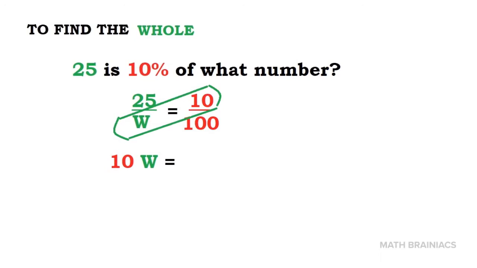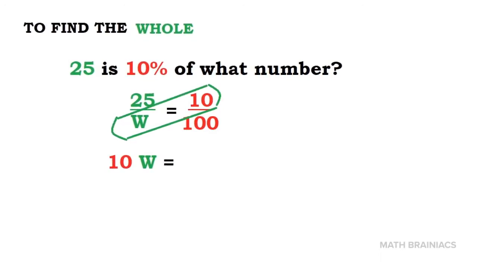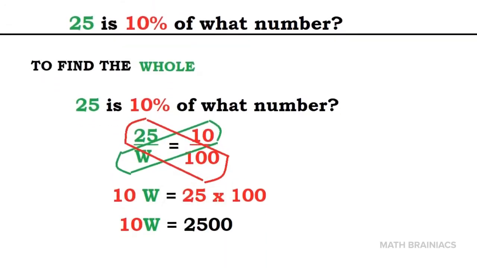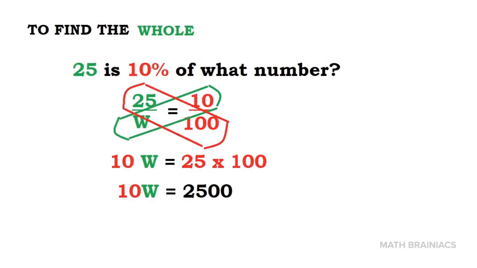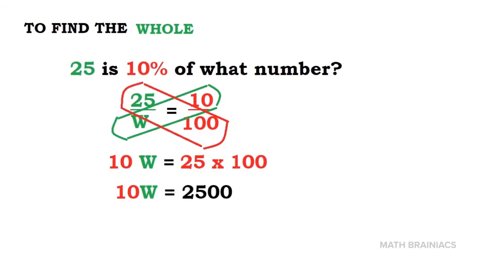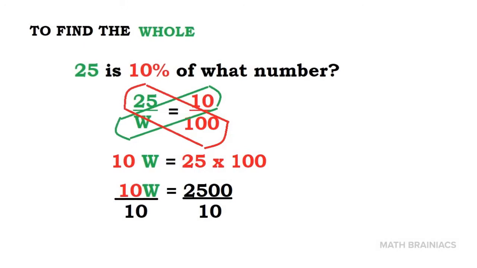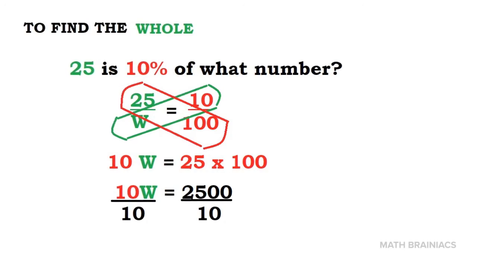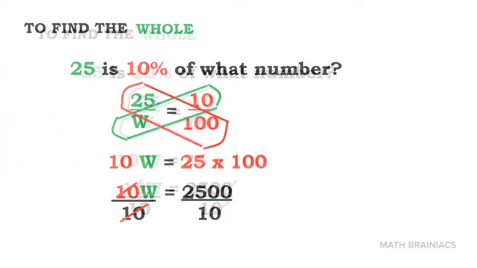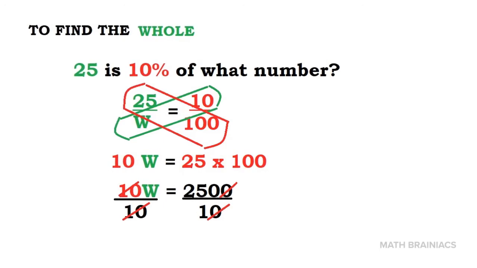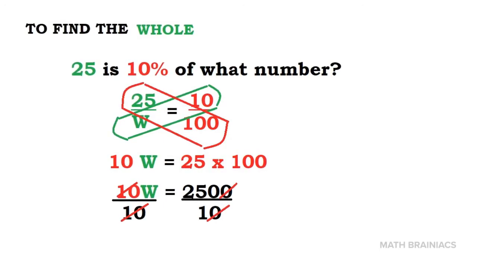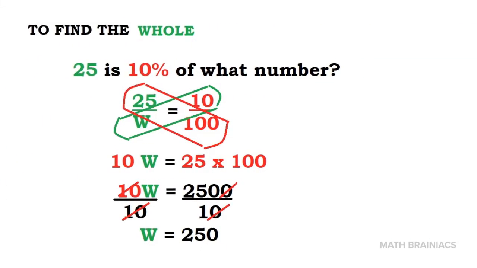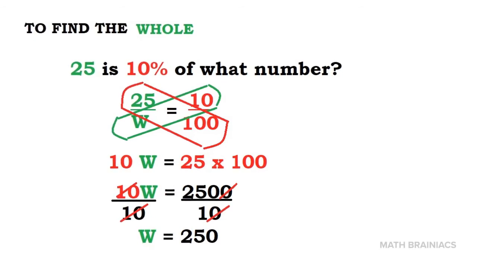Applying the cross multiplication product, we can multiply 10 times W, which is equal to 25 times 100. To simplify the equation, it will give us 10W is equal to 2,500. We are going to divide both sides of the equation by 10 so that we can eliminate 10 on the left side. Subsequently, we can cancel out the 10 on the left side and we can cancel out the 10 on the right side. For that reason, it will give us W is equal to 250.